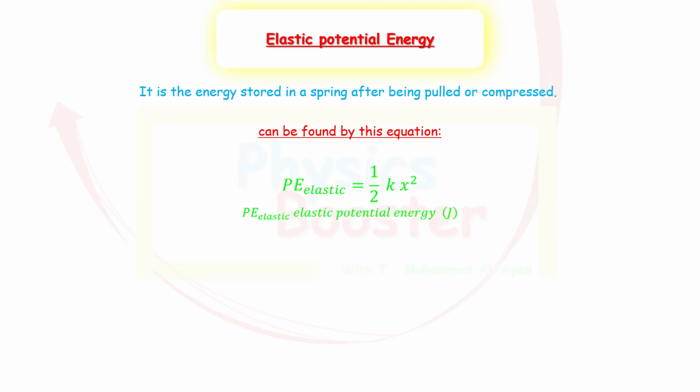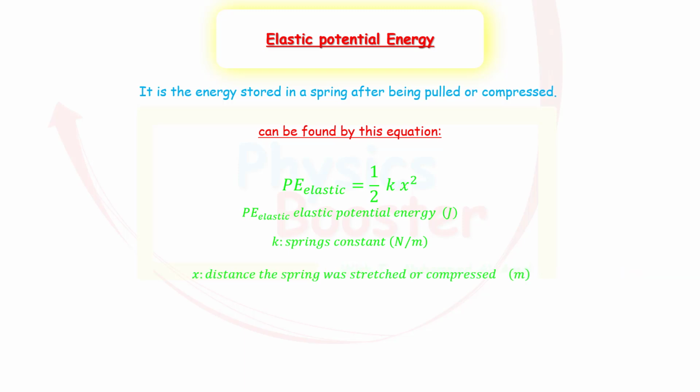So the elastic potential energy is in joules, and half is a constant. k is something called the spring's constant. The spring's constant is a constant number depending on the type of the spring itself. So every spring has a different spring's constant. It's a factor. You don't have to memorize any spring's constants. Mostly they will be given to you.